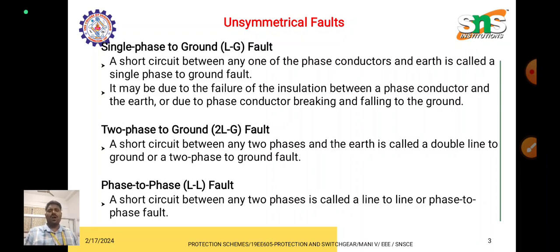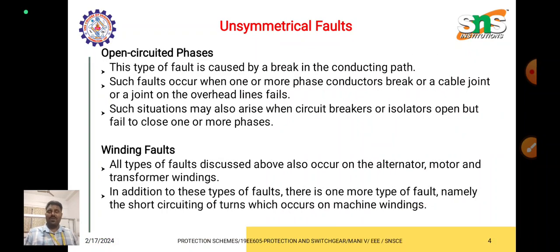Here, out of the three phases, only two phases are disconnected or the conductors break, and they fall on the ground. And the next one, phase to phase fault. Because of a heavy storm, one conductor may touch another conductor because of sag in the line. A short circuit between any two phases is called a line to line fault, or a phase to phase fault.